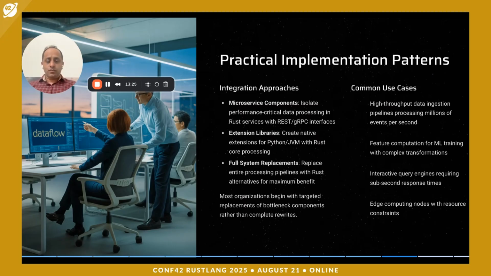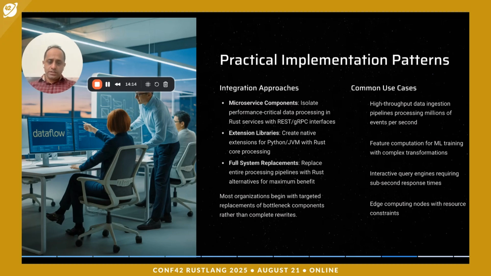You can create native extensions for Python or JVM as a core processing. And if you want, you can even replace your entire system or architecture for data pipelines and data processing with a Rust alternative for the maximum benefit. Some of the common use cases where Rust really shines are high throughput data ingestion pipelines, which is processing millions of records or events per second. Large-scale data processing, feature engineering for ML training, right, to train your models and to identify the features, which needs a lot of data processing, of course. Interactive SQL query engines requiring sub-second response time is another use case where a Rust-based application would really shine.